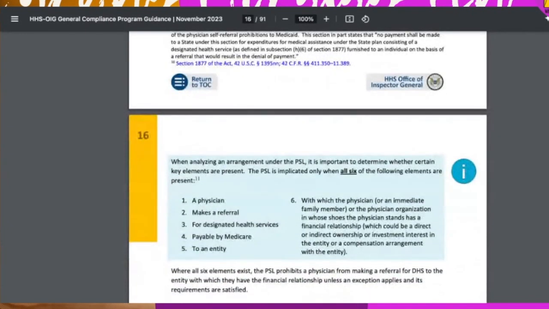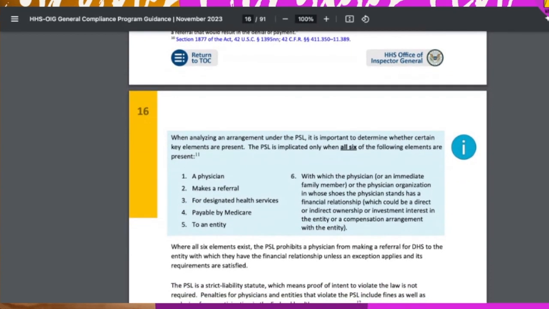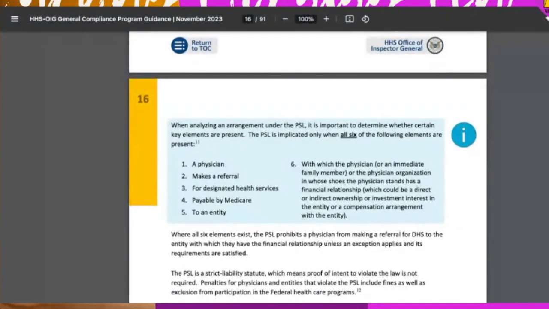All right. So here are some things that you need to determine whether certain key elements are present under the PSL. The PSL is implicated only when all 6 of the following elements are present. There's a physician who makes a referral for designated health services payable by Medicare to an entity with which the physician or an immediate family member or the physician organization in whose shoes the physician stands has a financial relationship, which could be a direct or indirect ownership or investment interest in the entity or a compensation arrangement with the entity.